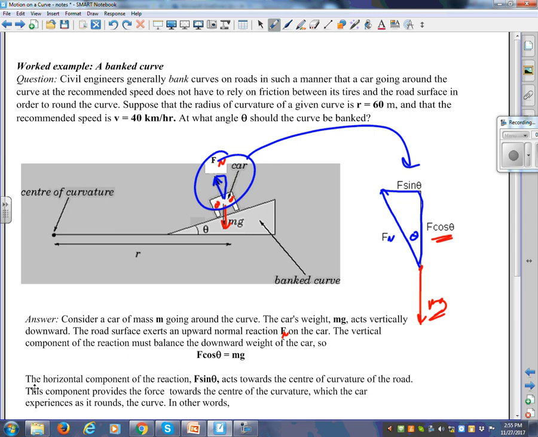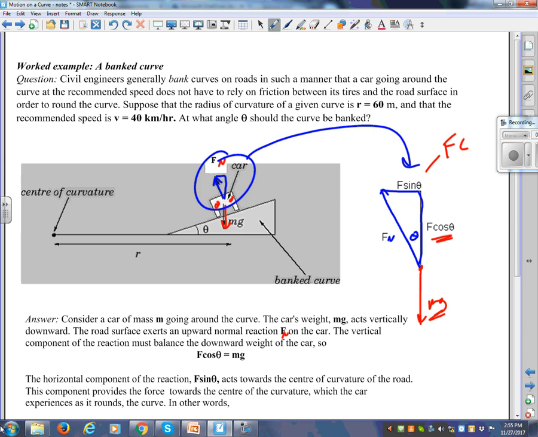The horizontal component of the reaction, F sine theta, acts towards the center of the curvature of the road. So this is really providing the centripetal force. It's almost equivalent to Fd. Almost. It's the horizontal component of the normal force. I have to be careful here how I say this.